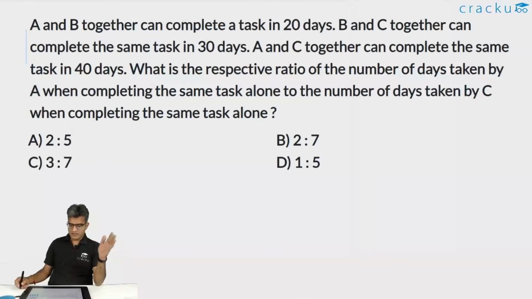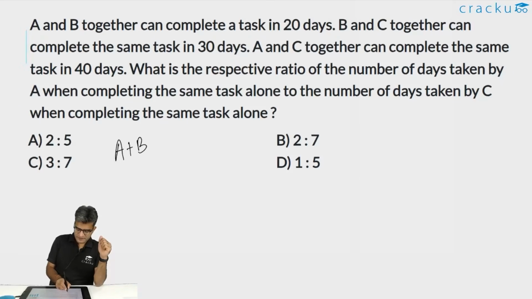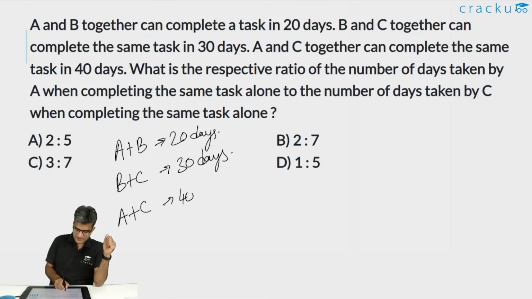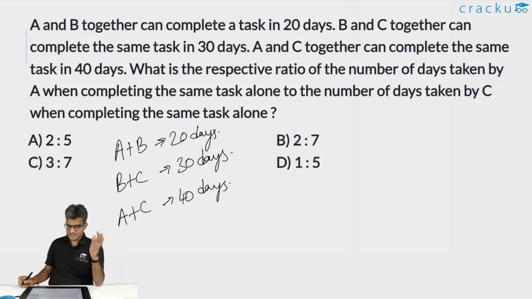In this question, we are told that A and B can complete a task in 20 days. So if A and B are working together, they take 20 days to finish their job. B and C together can complete the same task in 30 days. So if you have B and C, they finish the task in 30 days. A and C together can complete the same task in 40 days. If A and C are there, they complete the task in 40 days. What is the respective ratio of the number of days taken by A when completing the same task alone to that of the number of days taken by C when completing the same task alone?